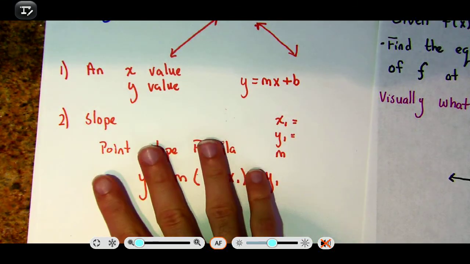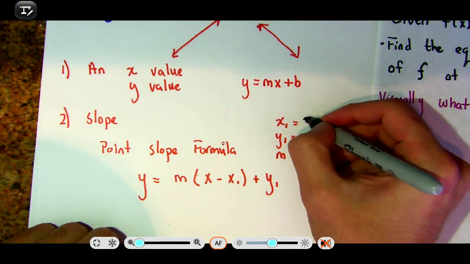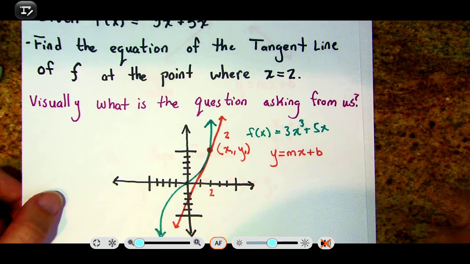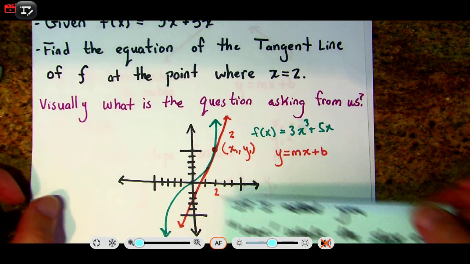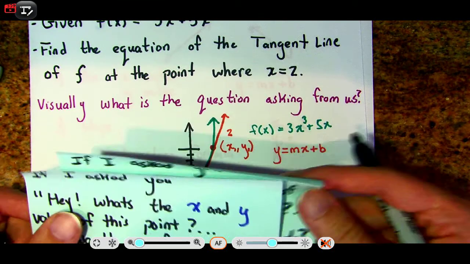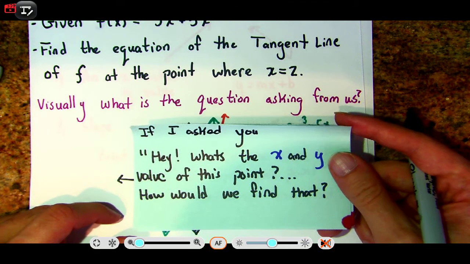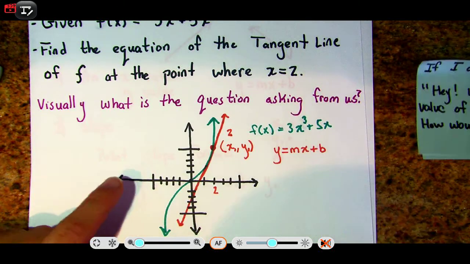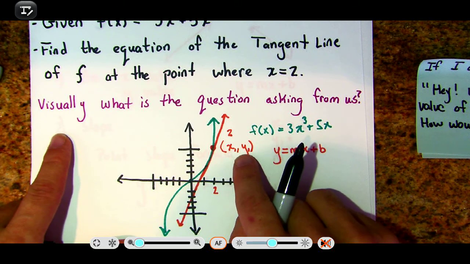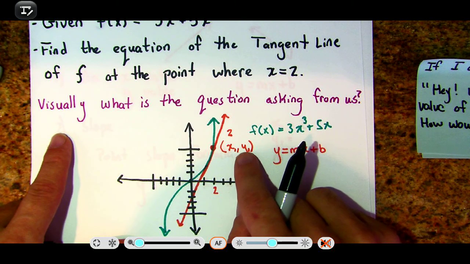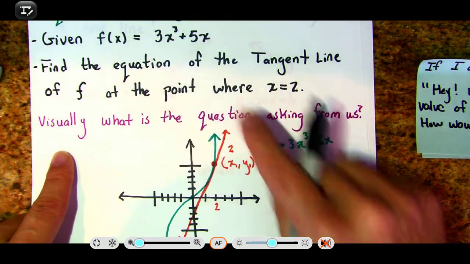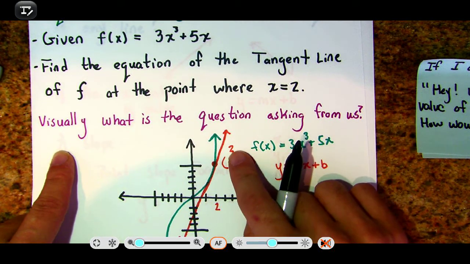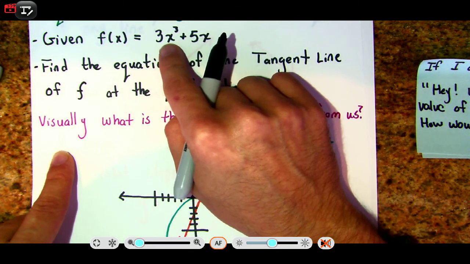So that's what we need. The first part, we have our point of x. We know that this value here is 2. The next question I have for you is, if I asked you, what's the x and y value of this point, how would we find that? Well, we know the x value. How would you find the y value? Pause the video and think about it. If you're given this function, how do you find the given y value? All we need to do is plug in 2 into this function, into the original f of x.